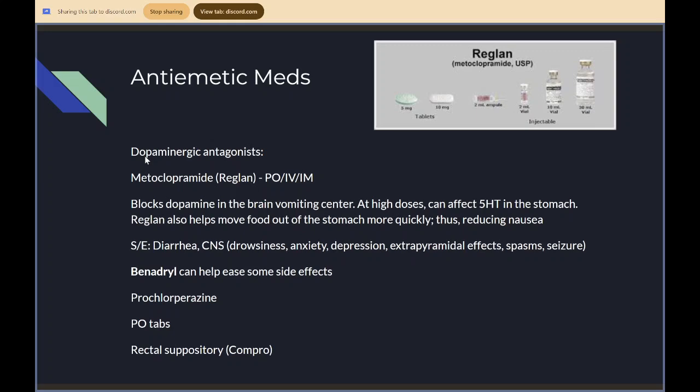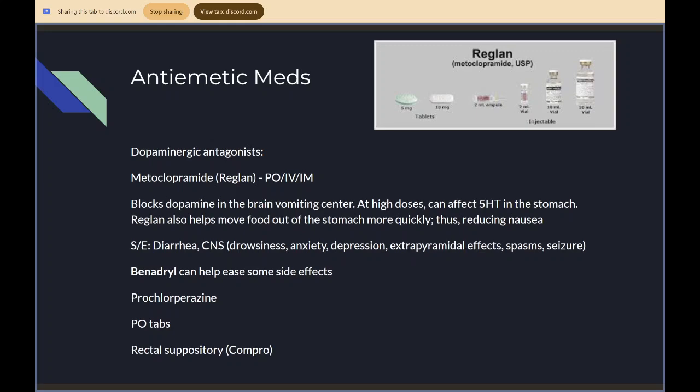All right, top right, you'll see Reglan. You'll see the tablets and the different injectables. It is a dopaminergic antagonist, metoclopramide or Reglan. It's available orally, IV, and IM. It blocks dopamine in the brain vomiting center. At high doses, it can affect 5-HT in the stomach, and it helps move food out of the stomach more quickly, reducing nausea. Side effects are going to be diarrhea, and CNS symptoms are quite prominent. Benadryl can help ease some of the side effects.